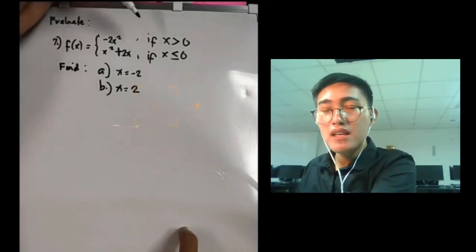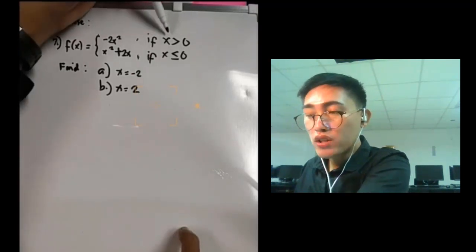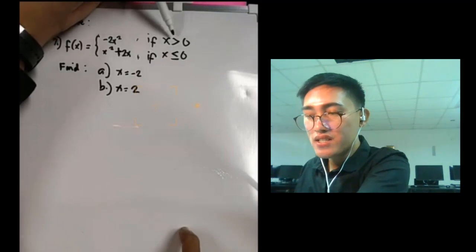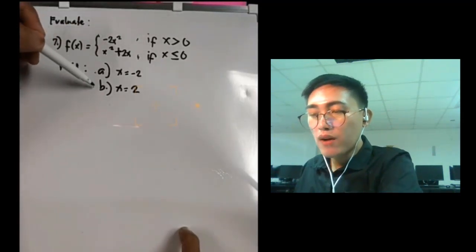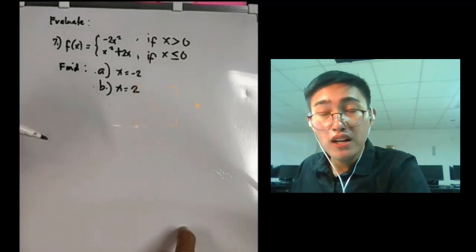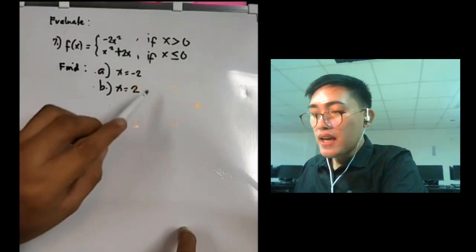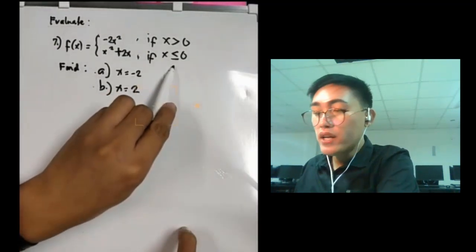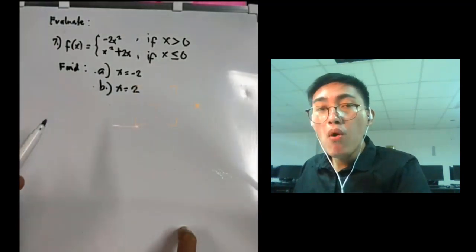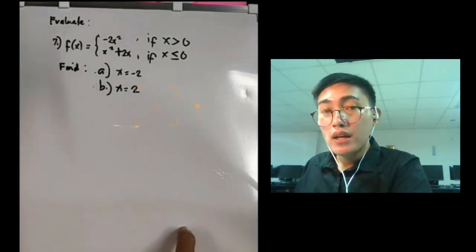Anong ibig sabihin yan? Gagamitin mo lang ang negative 2x squared kapag na-meet mo ang condition na x is greater than 0. Titignan mo dito sa dalawa kung asan dyan ang greater than 0. Dun mo isa-substitute yung value. Pangalawa, x squared plus 2x if x is less than or equal to 0. Tignan mo sa dalawang ito kung asan yung less than or equal to 0.